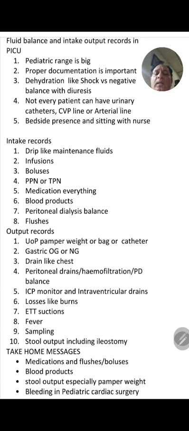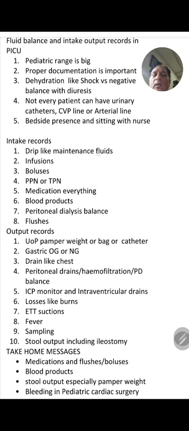And not every patient can have urinary catheter, CVP line or arterial line for monitoring. So we have to use our clinical acumen at the bedside. And the most important thing, bedside presence and sitting with the nurse and calculating intake output record. So how we can do regarding intake records?